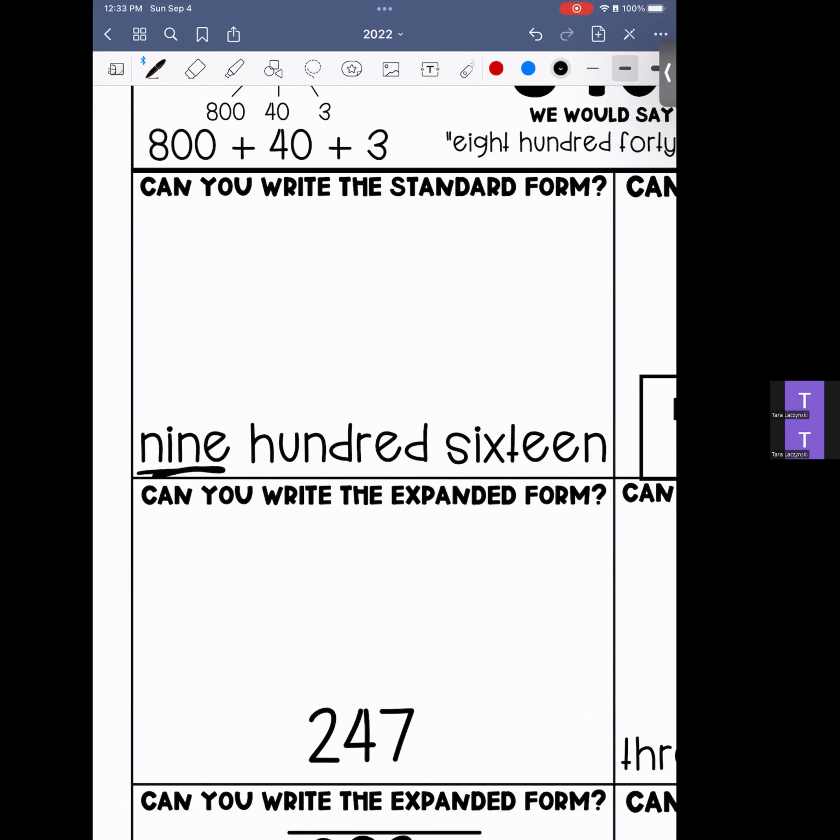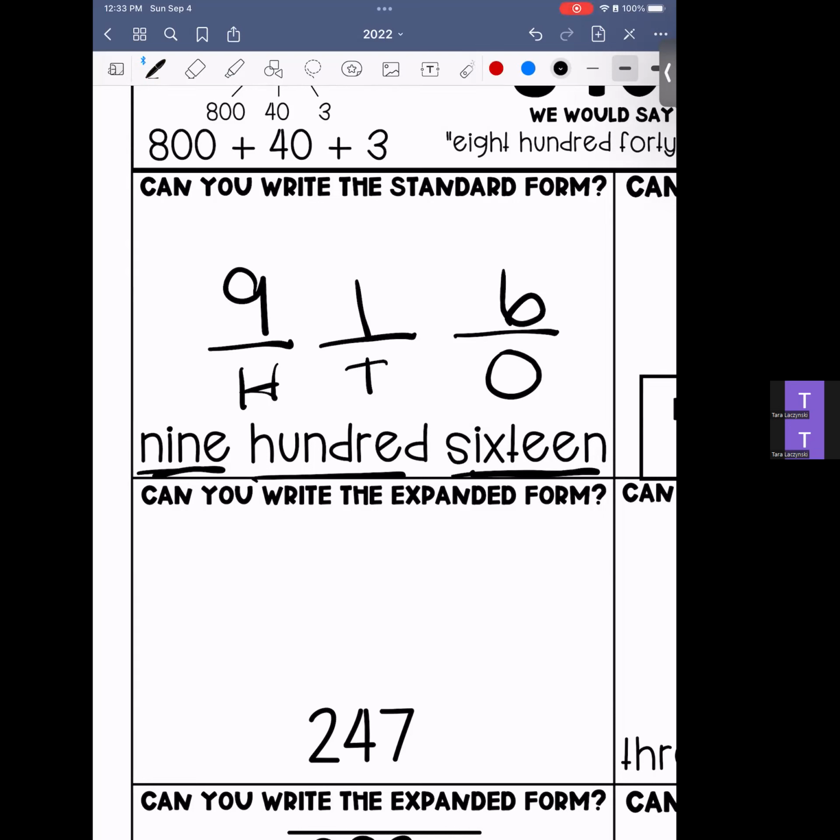I have 900. So if I write out my place value, I have 100, a 10, and a 1. I'm going to put a 9 in my hundredths place, and then I have 16. So I need to think, what does 16 look like? I'm going to put a 1 in the tens place and a 6 in the ones place. So 916 in standard form would be 916.